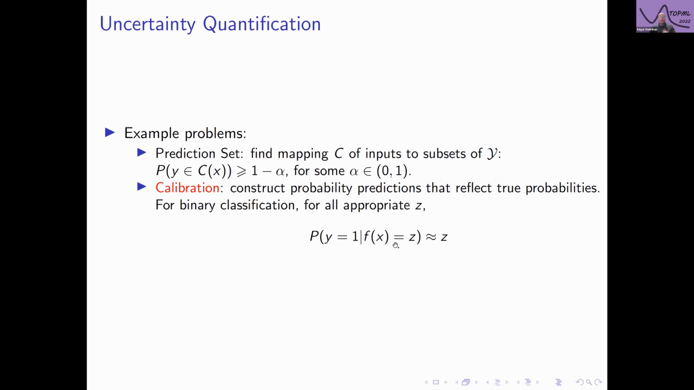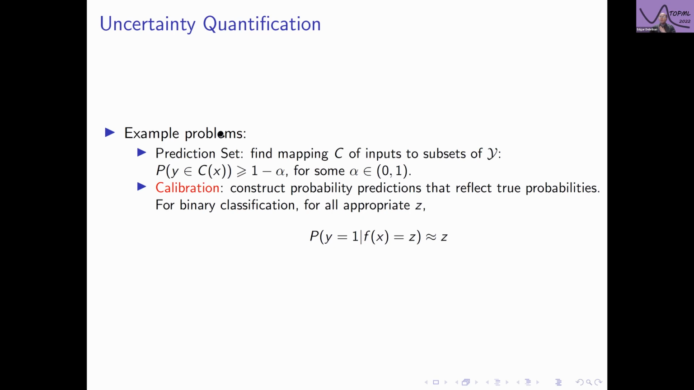So this is what is called calibration, and I'll talk a little bit about the history, but it really dates back to meteorology, where people were trying to predict the weather and the probability of rain, and given that I predict the probability of rain 0.8, it should rain a 0.8 fraction of the time.